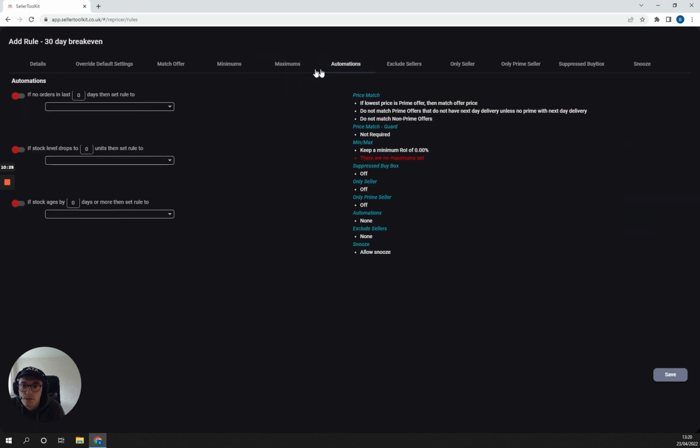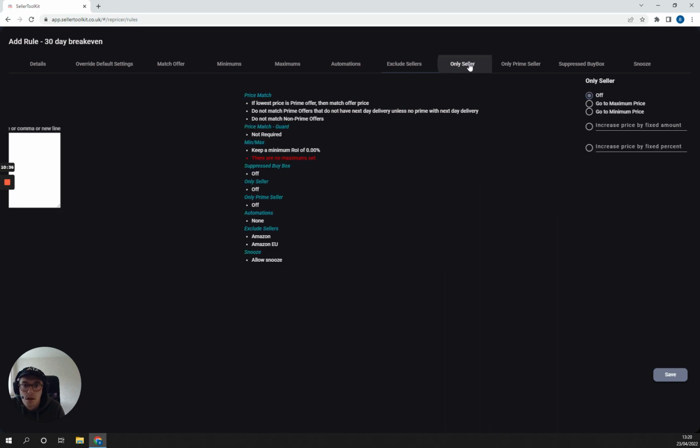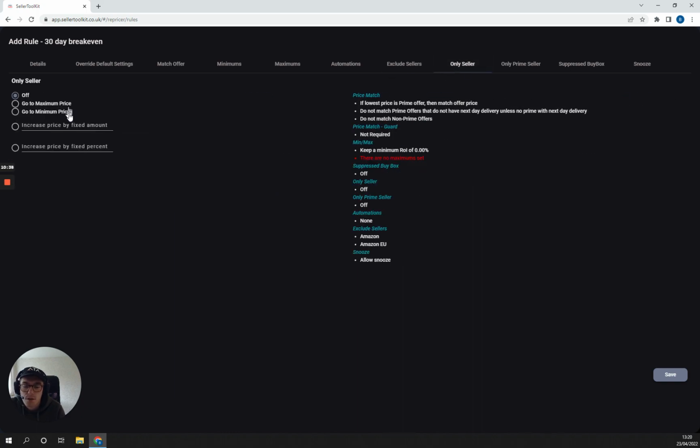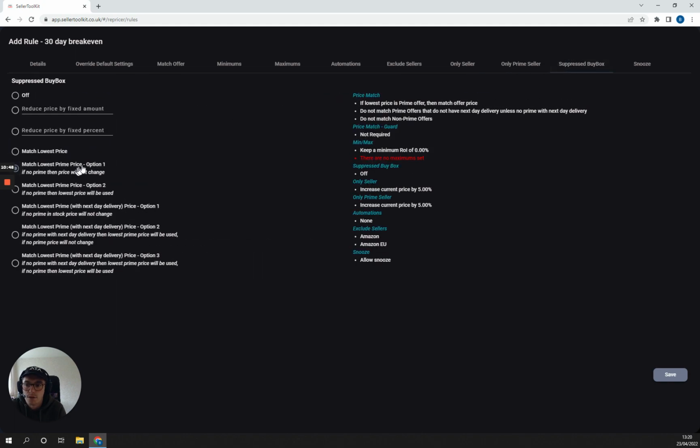Automations we'll look at because you have to set it on the previous rule that you want to flow into this rule. Again, we're going to exclude Amazon and Amazon EU. Only seller, after 30 days, I'm still happy to increase price because that's still a good position to be in. Likewise with the only prime seller. And suppressed buy box, I use the same. So there we go. Let's save that.